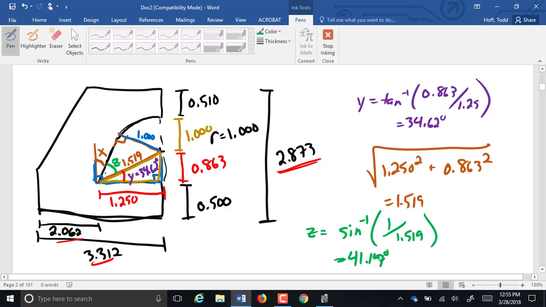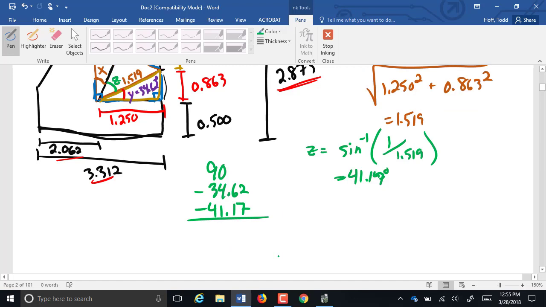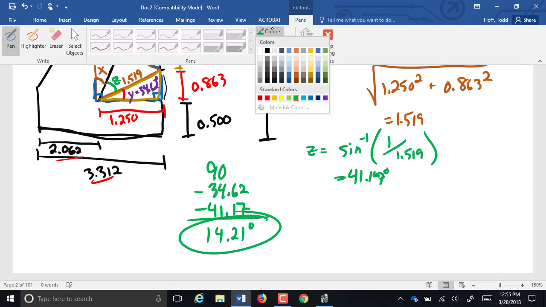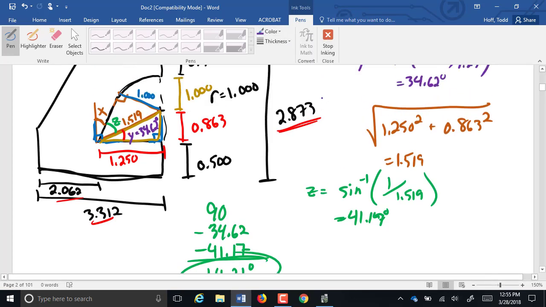So X is going to be 90 minus 34.62 minus 41.17. Yeah, 14.21 degrees. So the calculations aren't that bad. It's finding those two triangles.